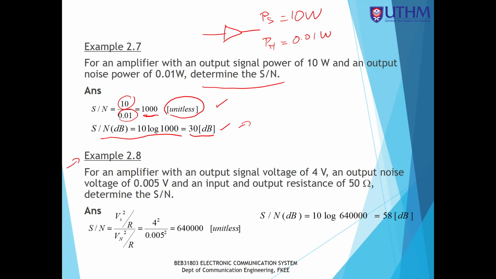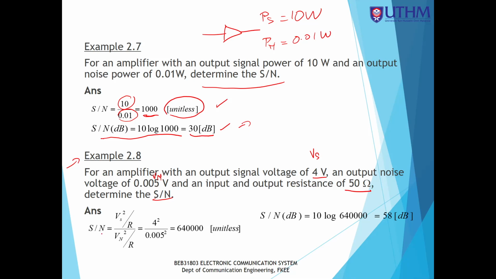Example 2.8. If you have question, please ask. If you don't have, then I will move to example 2.8. For an amplifier with an output signal voltage of 4 volt, this is Vs, and output noise voltage, this is Vn, and input and output resistance of 50 ohm. Determine the SNR.